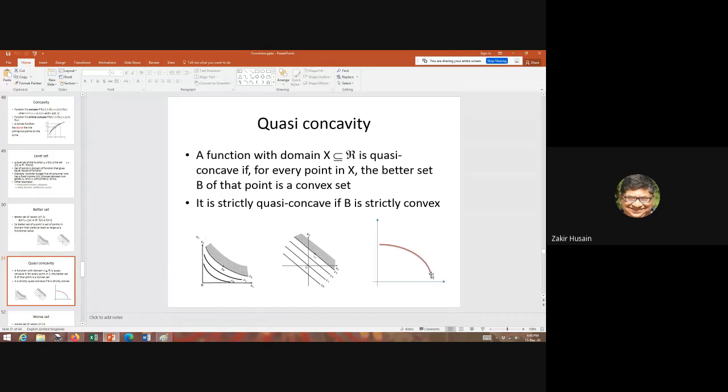Now look at this. What is the better set of this? Points over here or points over here? In the upper direction. Okay, so is this better set convex?